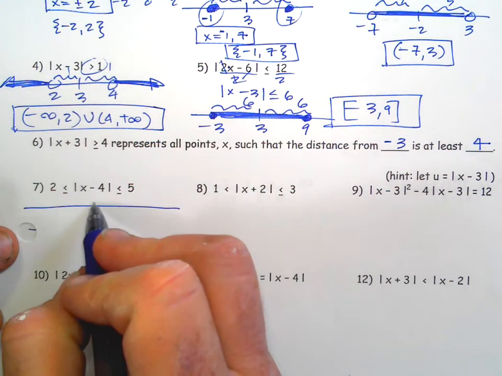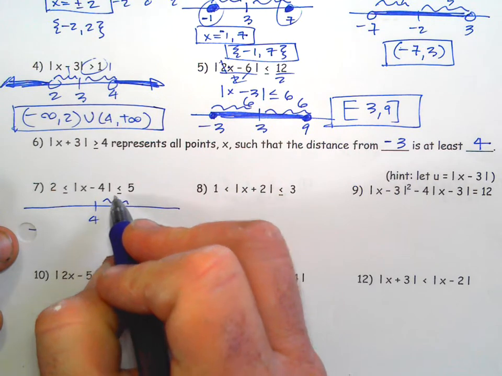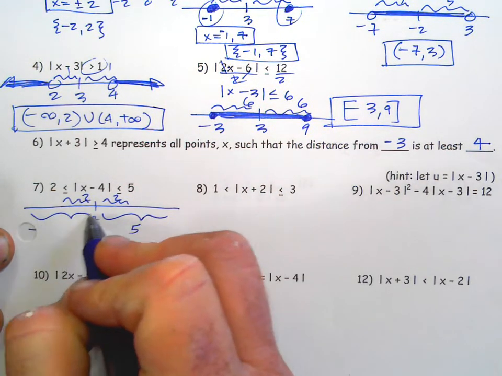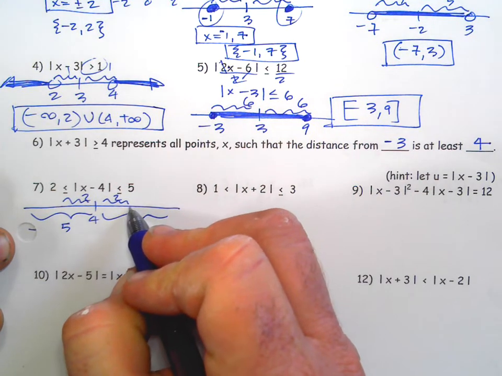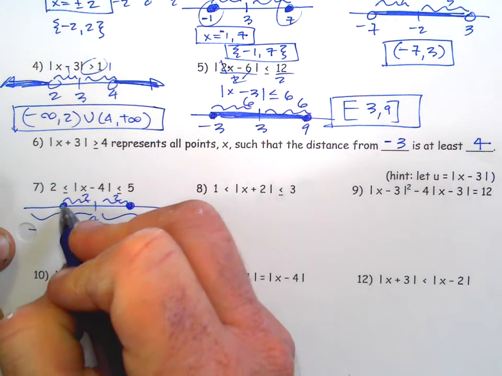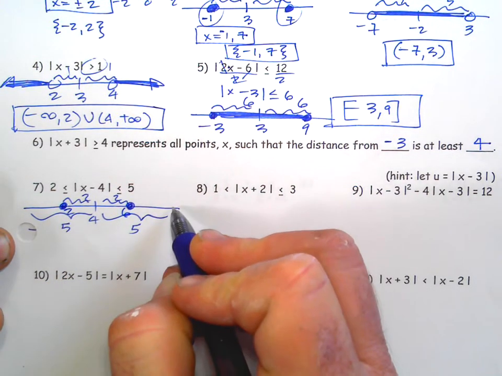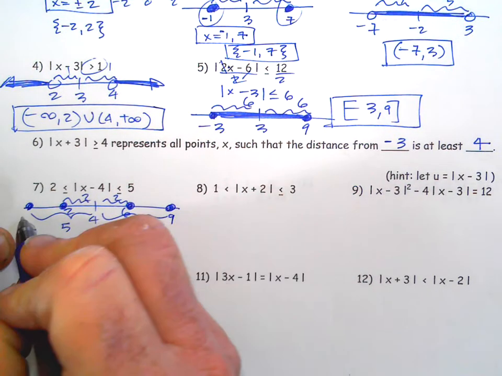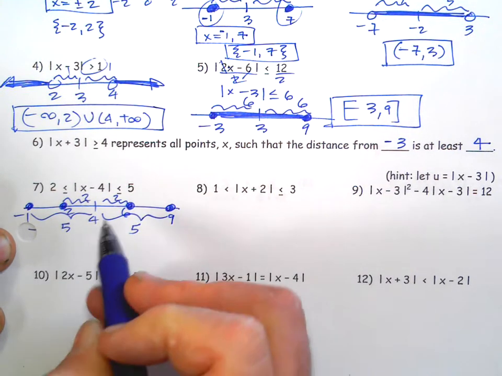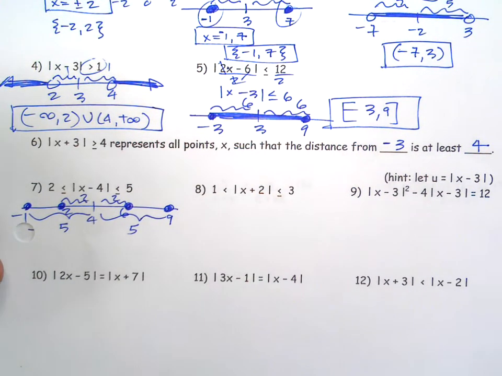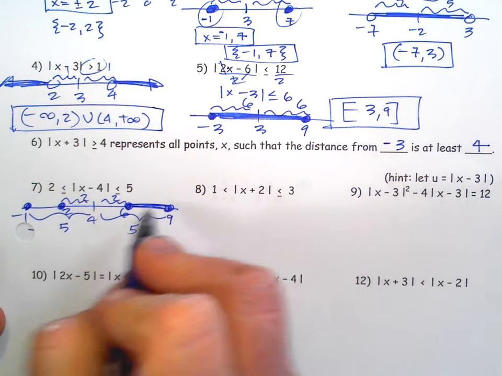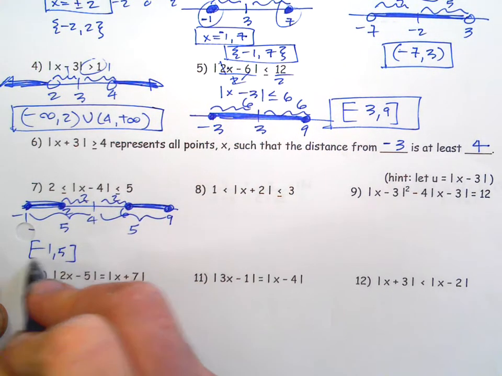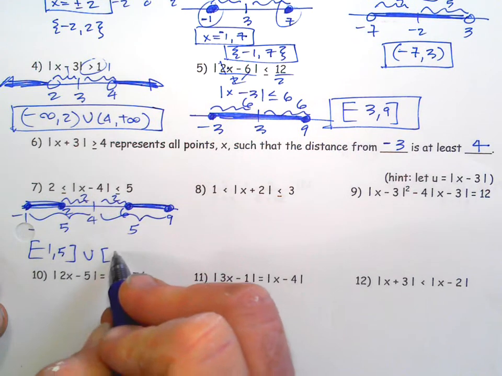We can say, okay, well, the middle is at 4. We want to go 2 away. And then we want to go 5 away from the middle. So the 2 away, these are going to be solid dots at 2 and 6. And then 5 away, we're going to be solid dots at 9 and negative 1. And we want all the points that are more than 2 away, but less than 5 away. So that's these little chunks right here. So negative 1, 5, brackets, union, brackets, 6, 9.